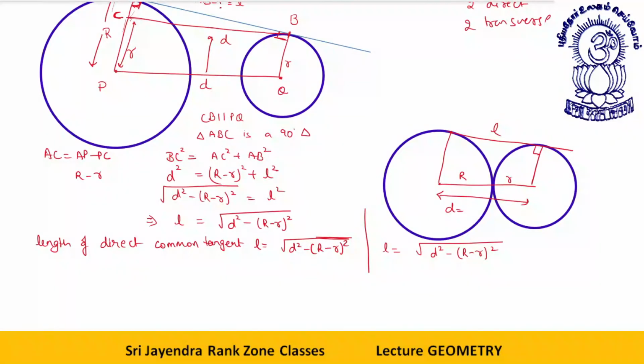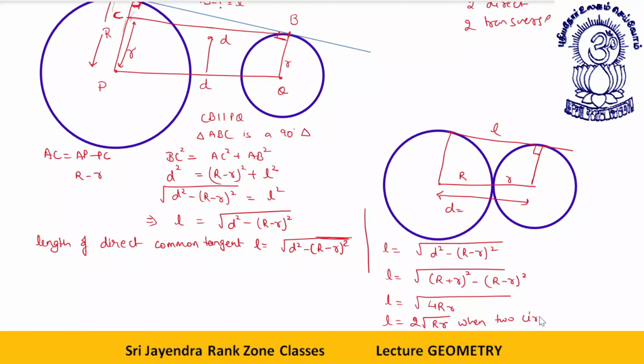Look, it will become L is equal to, what is d? d is R plus r, so under root (R plus r) square minus (R minus r) square. So this gives you L equal to, what is (R plus r) square minus (R minus r) square? I've already told you in algebra also, (a plus b) square minus (a minus b) square is 4ab. So that gives you 4Rr. Otherwise, simple formula you can do it. Or L comes out to be 2 under the root Rr when two circles touch each other.